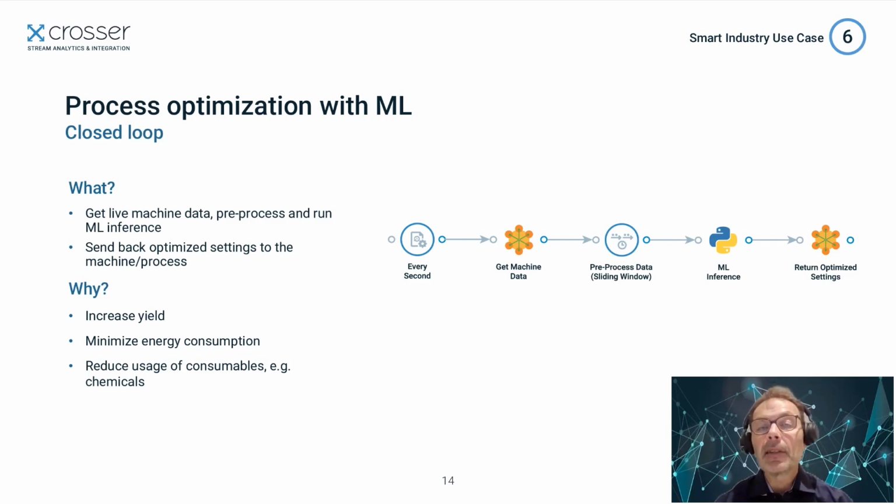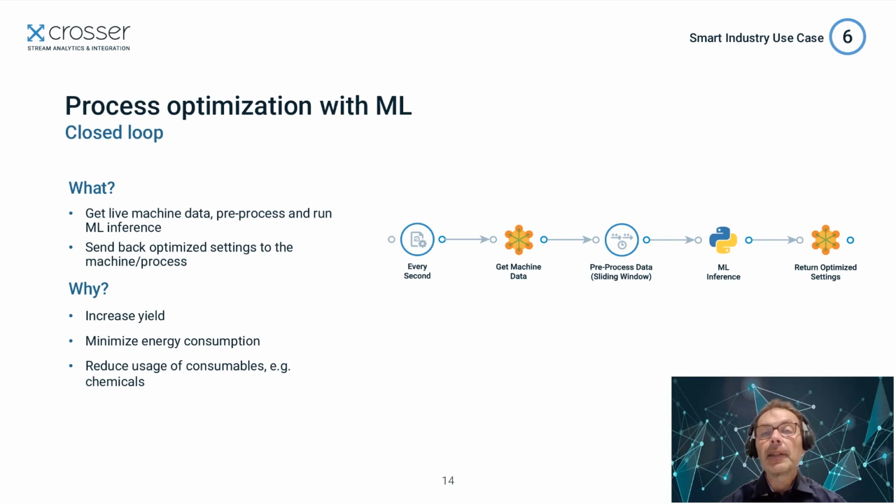If it's discrete manufacturing, this could be used for optimizing the yield of the products being produced. If it's process industry, it could be used to optimize the energy consumption or the use of consumables like chemicals, for example. So this is a quite common scenario that we have started to see a lot in the last year or two. This is used in many places today.